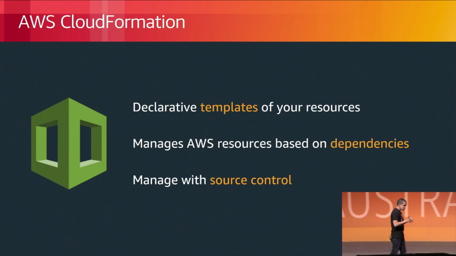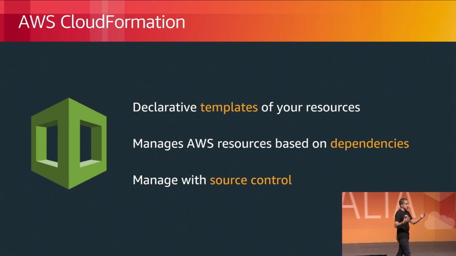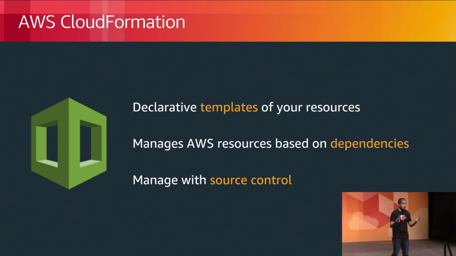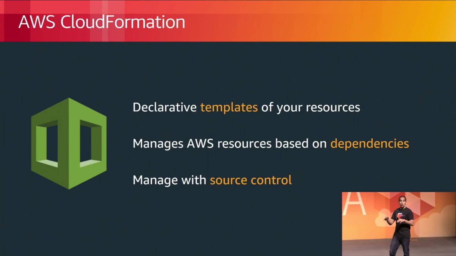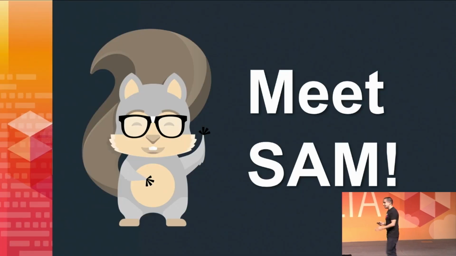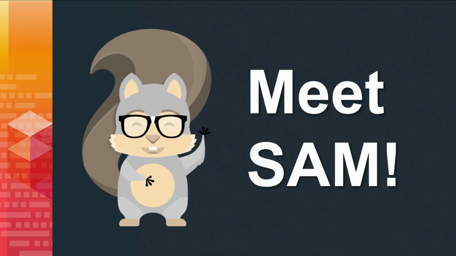You can certainly define serverless applications using CloudFormation. But as you start building more complex and more distributed serverless applications comprised of, say, hundreds or thousands of Lambda functions, you're going to want the power of CloudFormation, but also the ability to define those serverless components with a lot less code. Well, this is exactly where SAM comes in. SAM is the AWS Serverless Application Model.